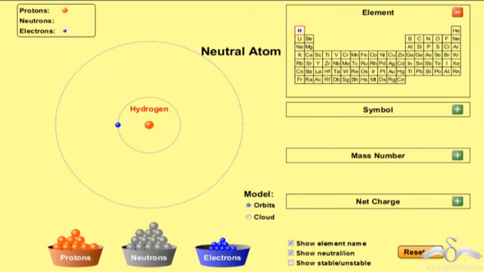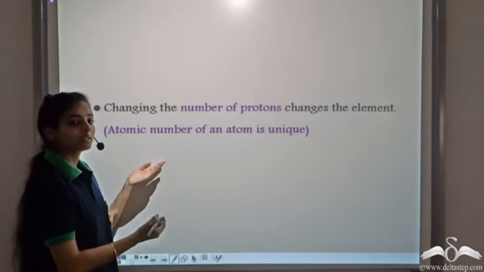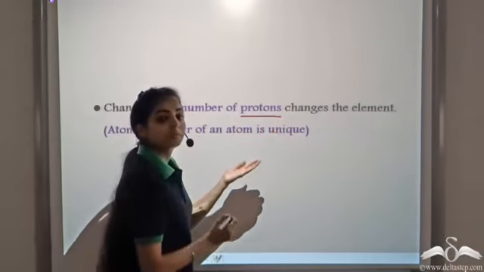So we have a hydrogen atom. The nucleus of the hydrogen atom has 1 proton and it has 1 electron in its shell. What happens if we increase the number of protons now? So now I add 1 proton to it. So you see that it's no longer hydrogen, it becomes helium. So by changing 1 proton, hydrogen changes to helium. What happens if I add 1 more proton now? It becomes lithium. So by changing the number of protons, the element no longer remains the same. It changes into another element.